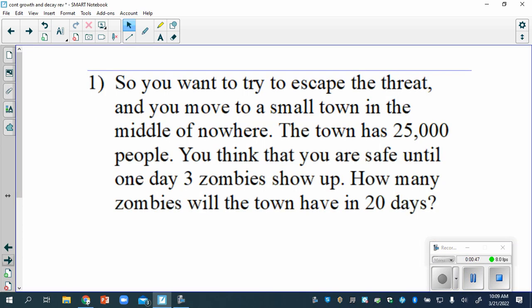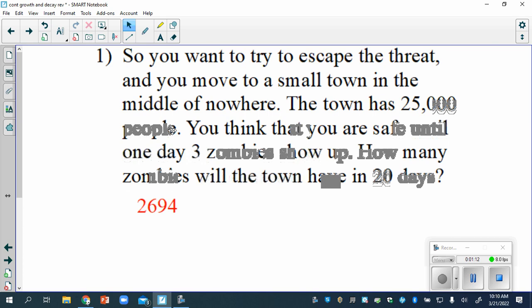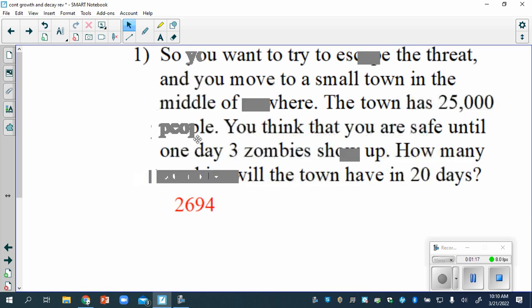So the first one I want to start off with is number 1. So here we go. These problems sometimes have information in the directions. So maybe look at the directions of the problem also, because it might be giving you a little bit of information right here. So we've got the zombie threat happening. Oh no, it's bad. The zombies have come to our town, and we've got some stuff going on.